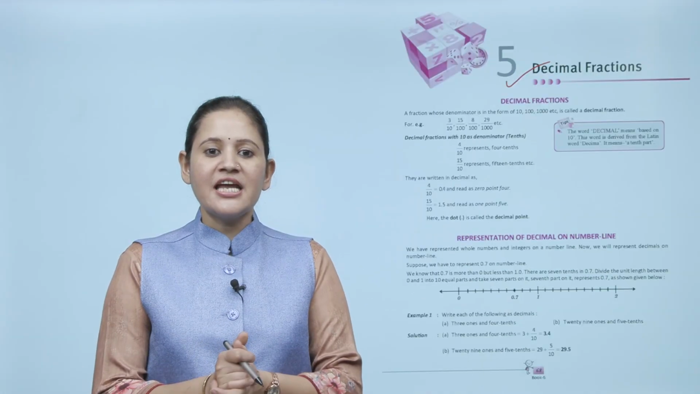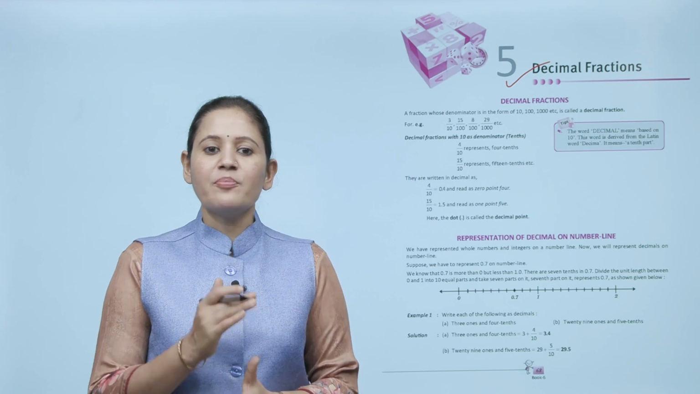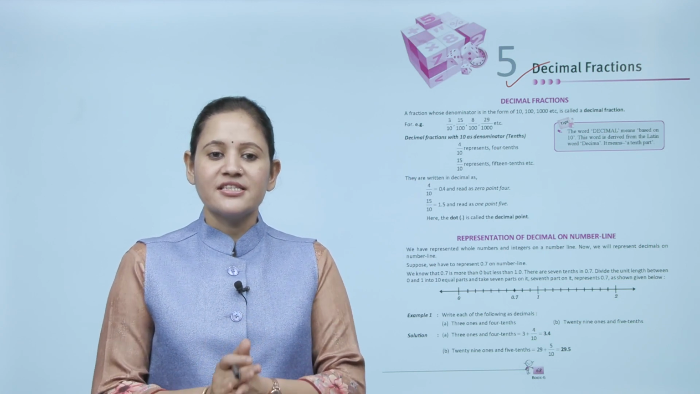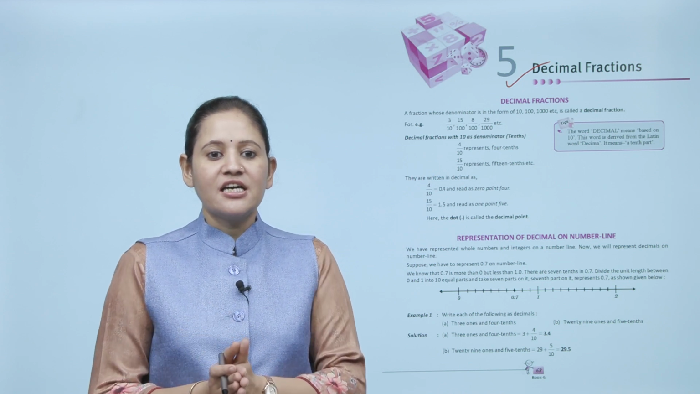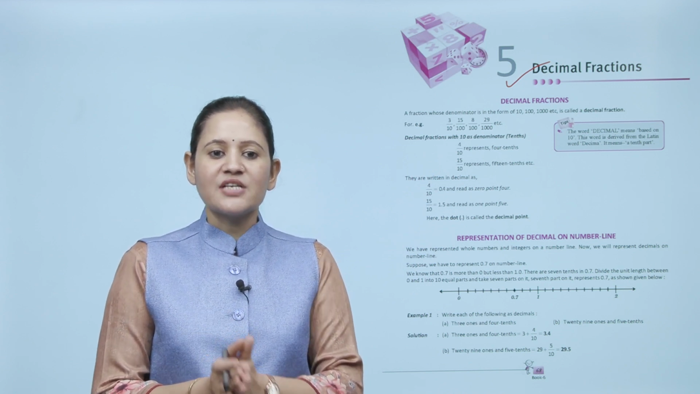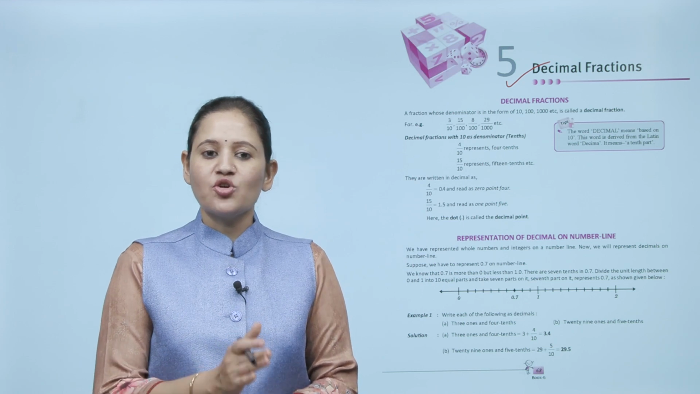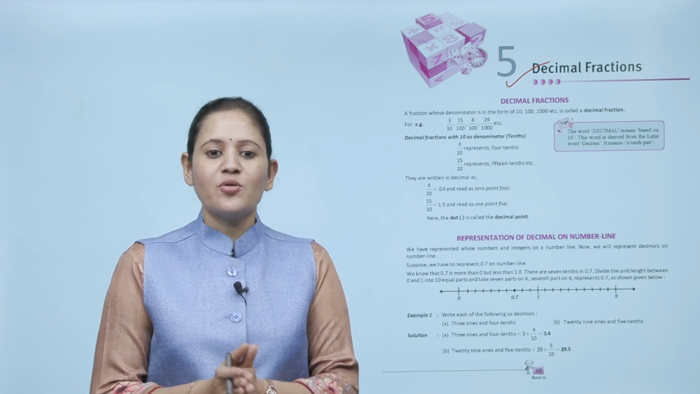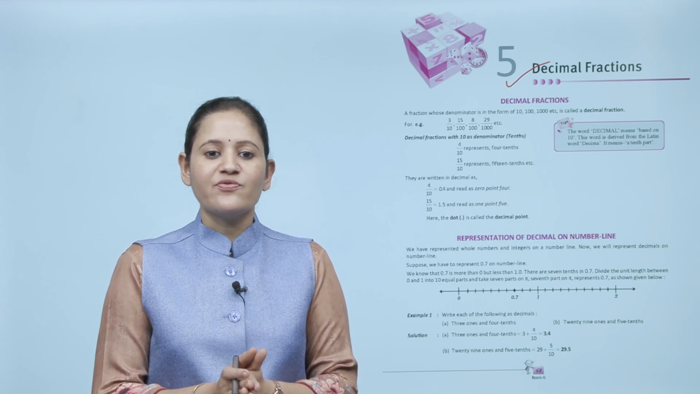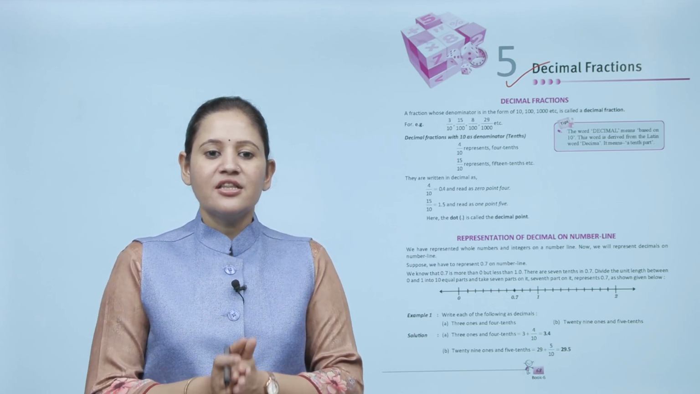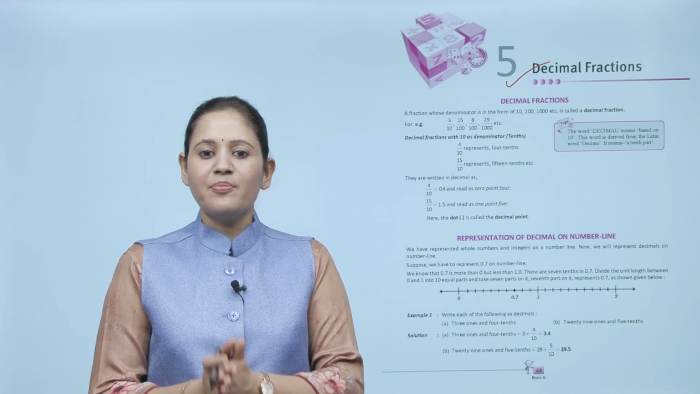Decimal fraction with 10 as a denominator: tenths. 4 upon 10 represents 4 tenths. 15 upon 10 represents 15 tenths etc. They are written in decimal as 4 upon 10 equals 0.4 and read as 0.4. 15 upon 10 equals 1.5, read as 1.5. Here the dot is called the decimal point.